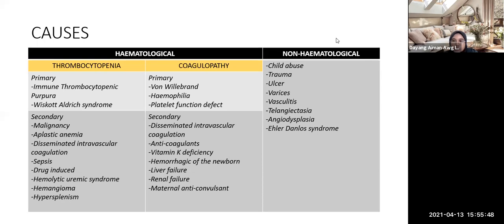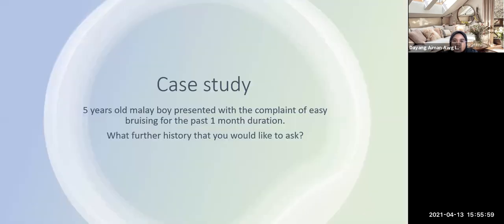Next, non-hematological causes that we should not forget, the main one being child abuse, other than trauma. So we have a case study, a 5-year-old Malay boy presented with a complaint of bruising for the past 1 month duration. So I would like to ask the floor, what history would you like to ask? So I have a representative from group 1 to ask what history you would like to ask. Maybe we can have Alisa.